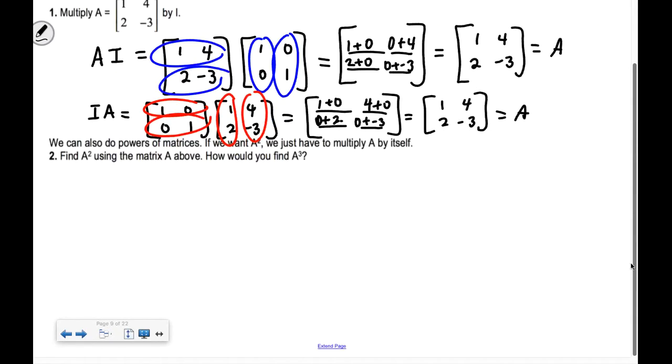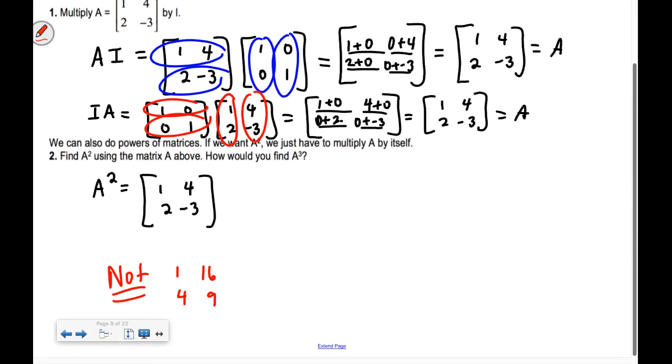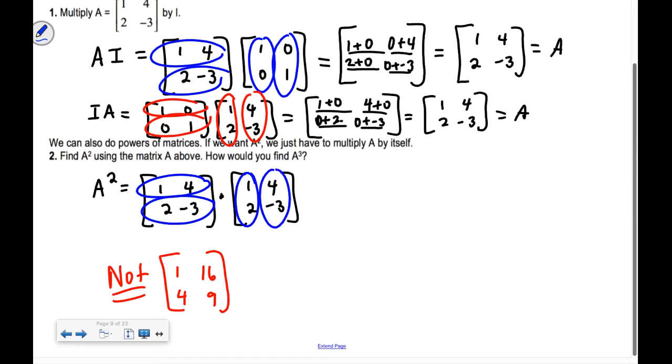If I have A squared, that is A times A. A is 1, 4, 2, negative 3. This is not red and underlined. It is not 1, 16, 4, 9. It is not that matrix. Do you see what I did there? I just squared all the items. We can't just do that, because that's not how matrix multiplication works. Matrix multiplication says that we multiply A by itself in this funny method. We do our rows and our columns, and we end up with a 2 by 2.